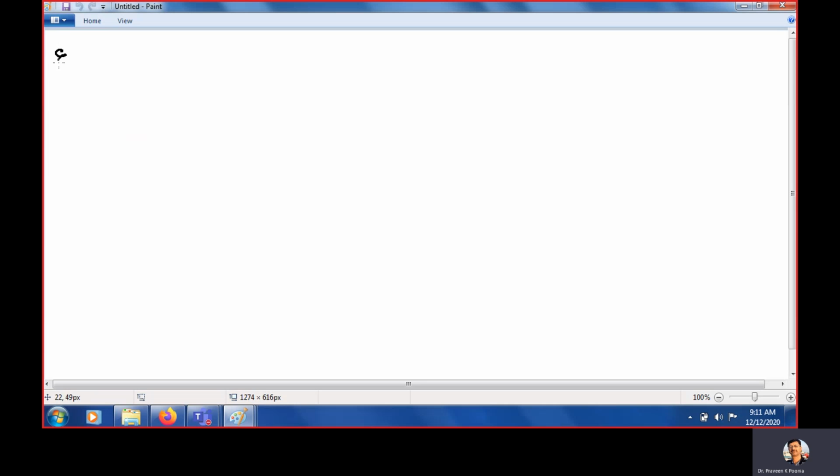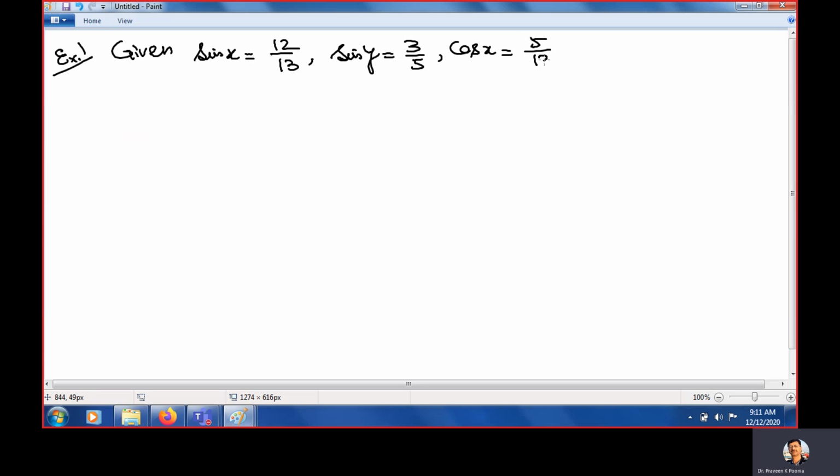So again, two types of problem. The first type is the value of the given. Given is sin x is 12 upon 13, sin y is 3 upon 5, cos x is 5 upon 13, and cos y is 4 upon 5. So what you need to find? It is the same thing that we evaluated in the last case.